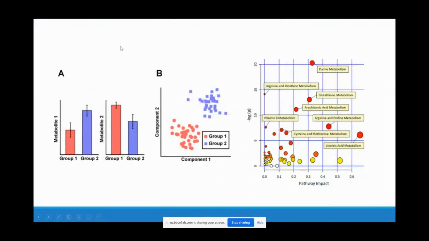So again, this is some type of data just to give you a visualization. You could either look at individual metabolites and say group 1 versus group 2 have different amounts, or you could then start looking at whole pathways that are changed. This is a plot of pathways that are impacted. So for example, in this particular subject, purine metabolism was very impacted. So was glutathione metabolism.